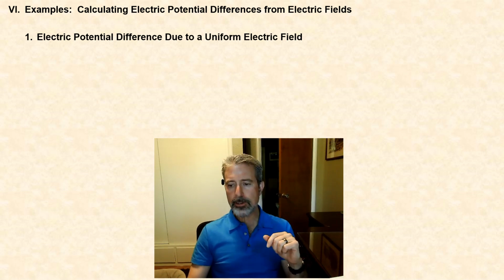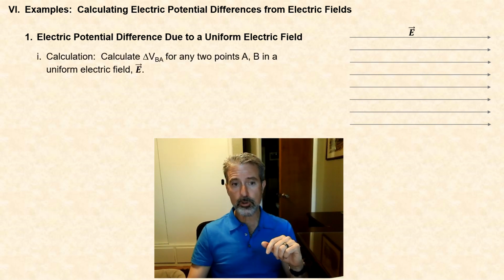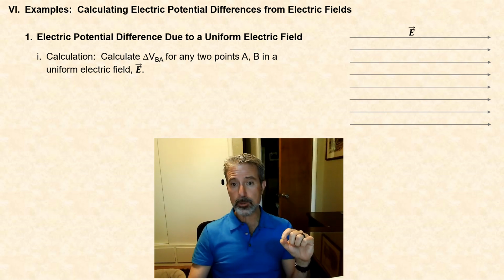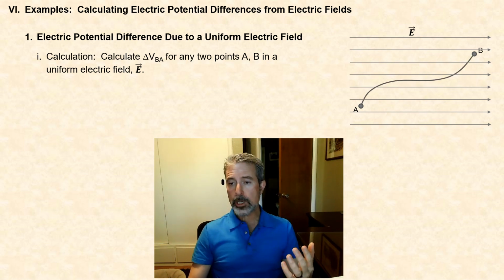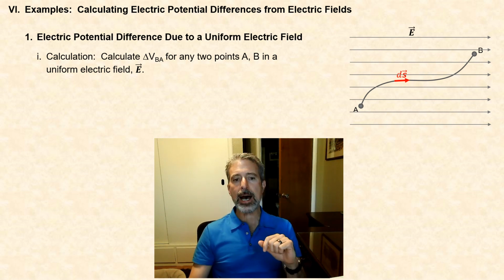Well, let's start with our definition of electric potential difference. Here we have our uniform field, pictured on the right-hand side of your screen, and we're asked to calculate the potential difference between 2 arbitrary points in that field region. Here's our initial point A and our final point B. I'm showing you one of many paths that could be taken between A and B, and I will show you that infinitesimal displacement vector ds, a small piece of that path.